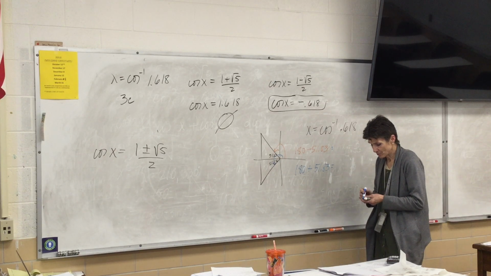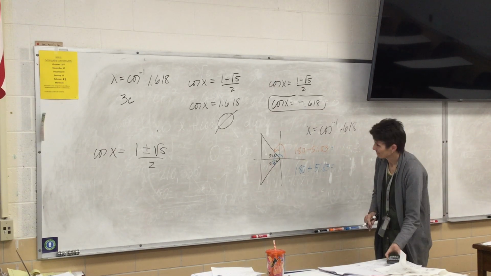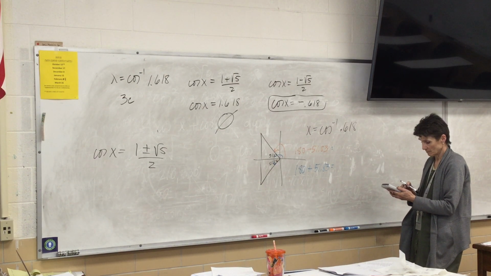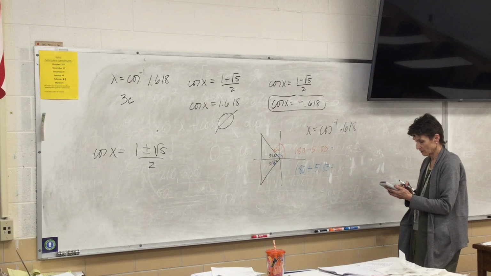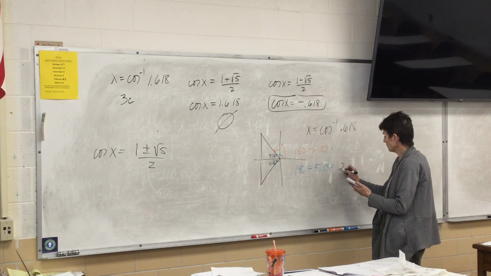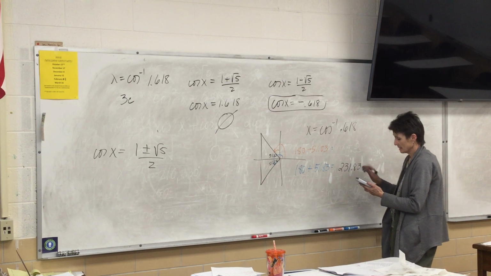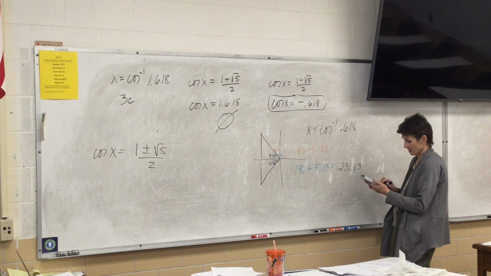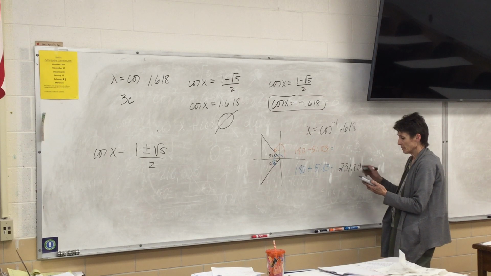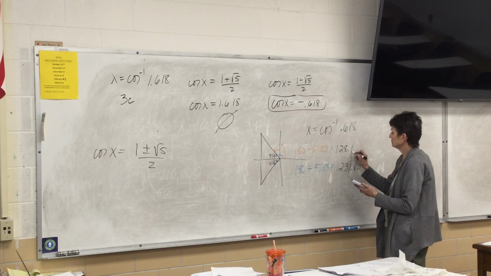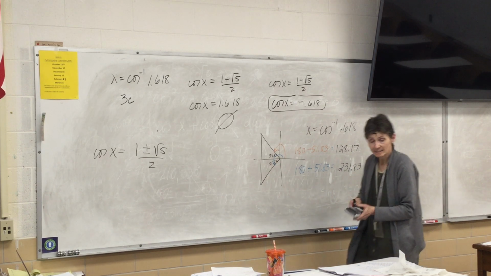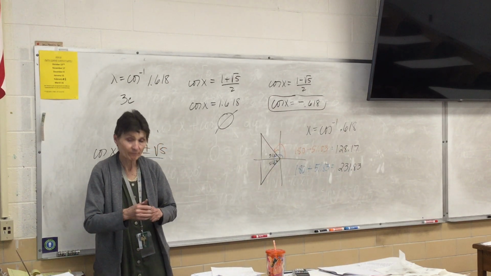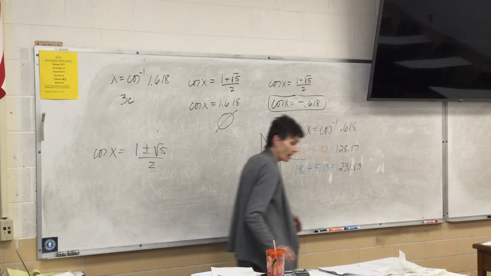So the two answers to the problem are 180 plus 51.83, 231.83, and 180 minus 51.83, 128.17. That's a tough problem. That's a toughie. Had to do lots of weird stuff with that. But you did a great job.